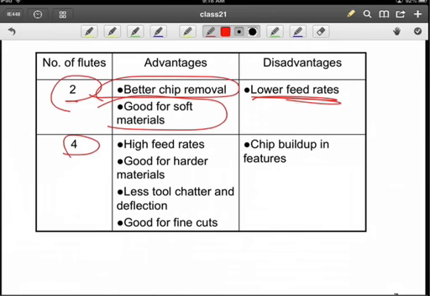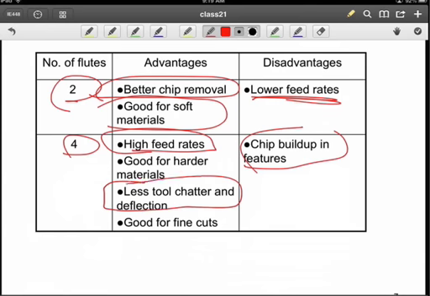As I increase the number of flutes, what we're going to see as a disadvantage here is the potential, depending upon the material and the cutting parameters, to build up chips in the features. And of course, that can affect the surfaces that we're creating. The nice thing with the 4 flute is we can move at higher feed rates, and typically it's better for harder materials. You'll also encounter less tool chatter and deflection, and it's also good for fine cuts.